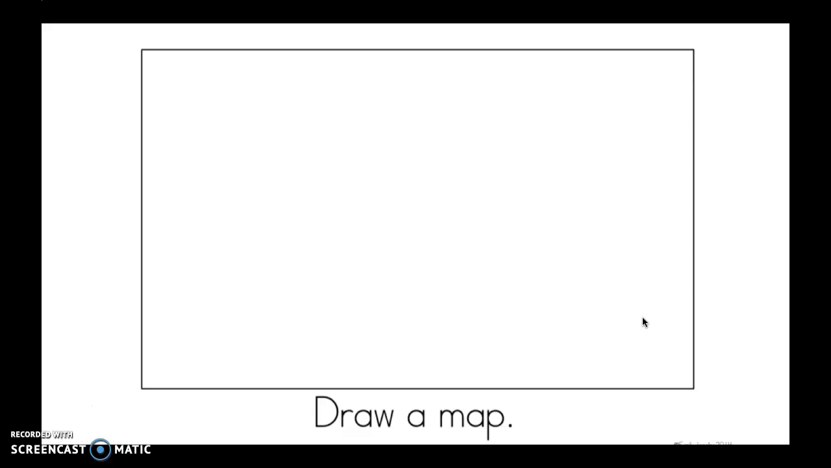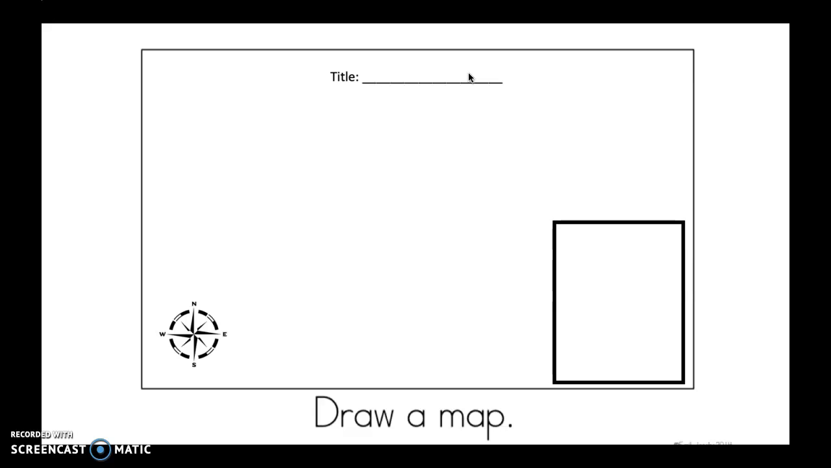All right, good luck. Oh, never mind. Look, I reminded you. Title, make sure you put a title for your map. So if you're drawing your bedroom, you'd write bedroom or my bedroom. Your cardinal directions and a key for your map. So make sure all that is included on your map. Alrighty, good luck.